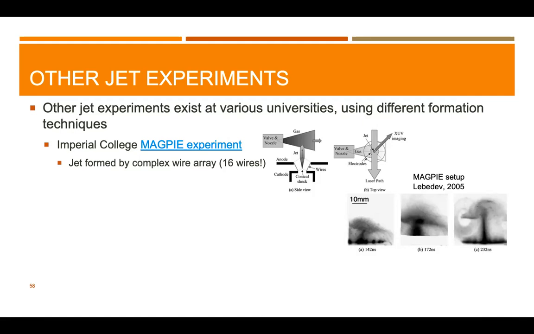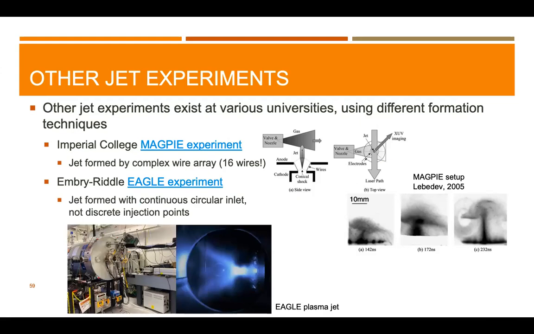They use this for simulating astrophysical systems, but also for doing magnetized target fusion. There's also an Embry-Riddle Eagle experiment, which is very similar to ours. The difference here is that they have a continuous circular inlet. They don't have those discrete flip points that we have. So this might actually be better at representing physical systems because it has that same initial topology.